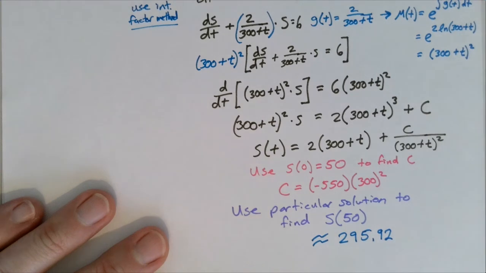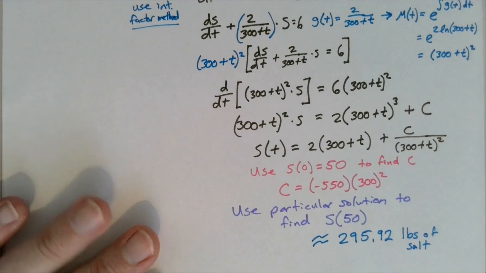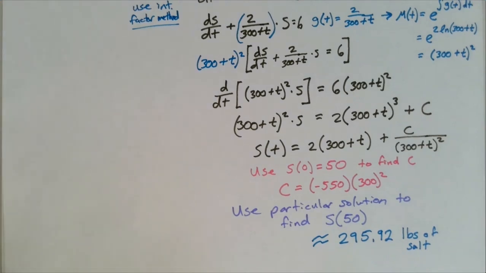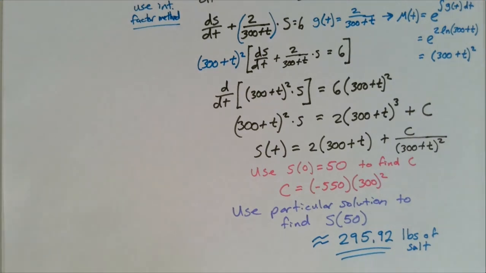But 295.92 what? What did we find? We found S, which is in pounds of salt. And if you just give the numbers, the units are important. They matter. That's my approximate answer, but it's pretty good. You're out to the 100th of a pound, which is pretty good. Now, there are some other things that you might want to think about.